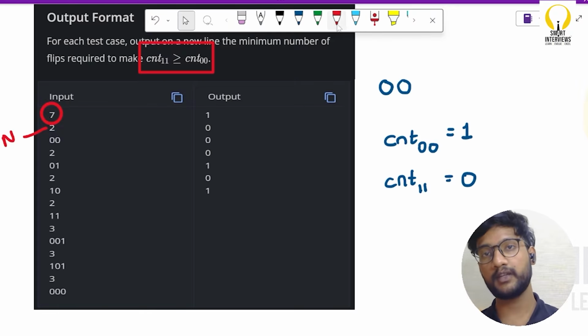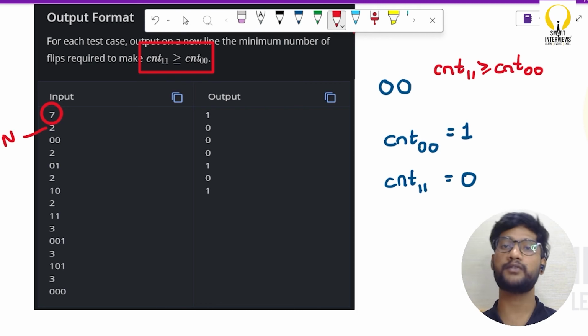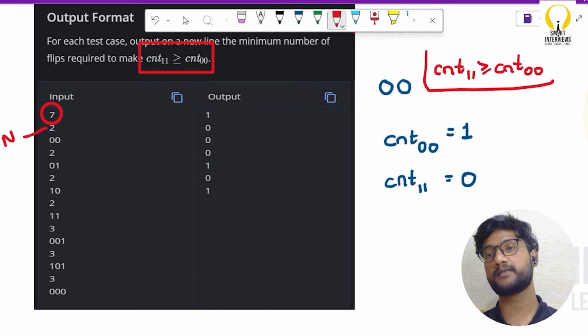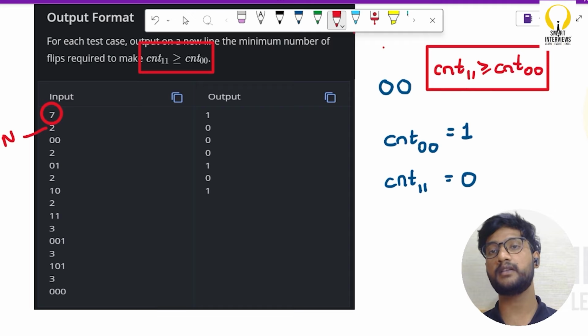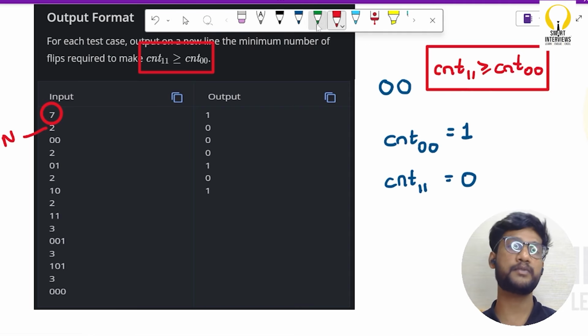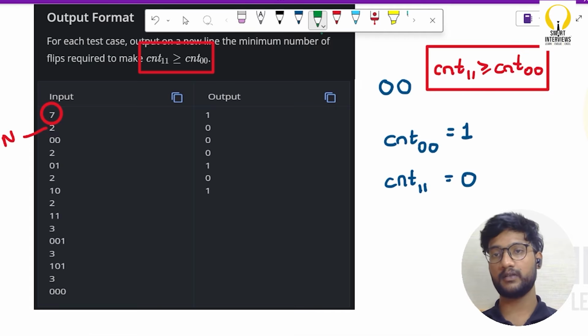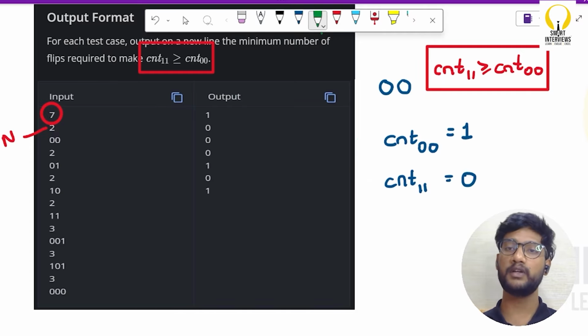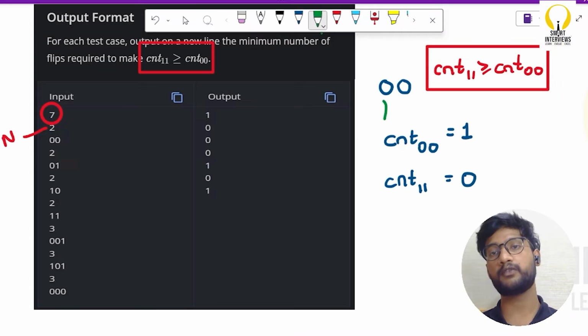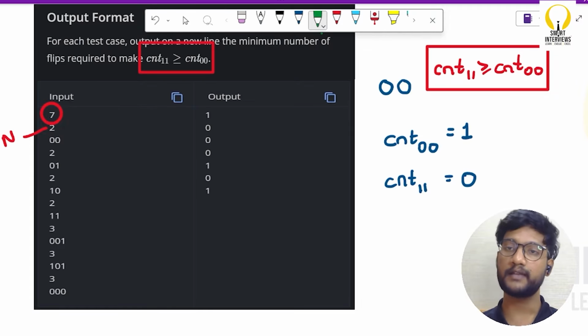Now what is your condition, guys? The count of 11 should be greater than or equal to the count of 00. This condition should be satisfied, right? Until this condition is satisfied, you're supposed to flip a few things. So the count of zeros is greater than the count of ones, right? I need to flip one character for sure. So the answer will be 1.